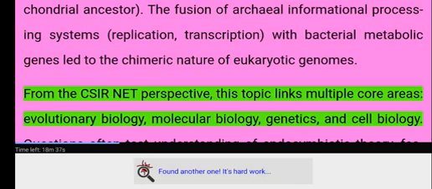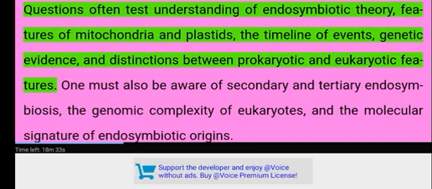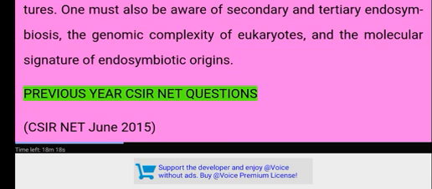From the CSIR-NET perspective, this topic links multiple core areas: evolutionary biology, molecular biology, genetics, and cell biology. Questions often test understanding of endosymbiotic theory, features of mitochondria and plastids, the timeline of events, genetic evidence, and distinctions between prokaryotic and eukaryotic features. One must also be aware of secondary and tertiary endosymbiosis, the genomic complexity of eukaryotes, and the molecular signature of endosymbiotic origins. Previous year CSIR-NET questions.